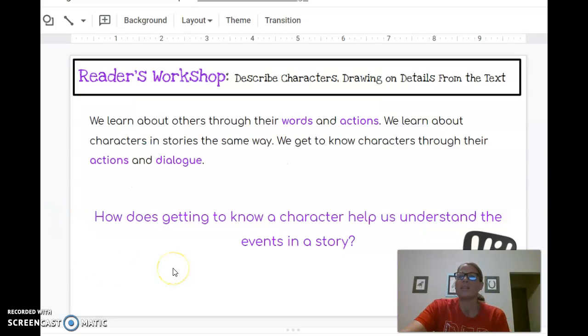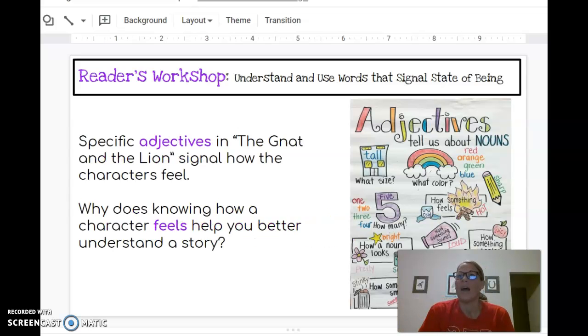And yesterday we discussed the word dialogue and said that it was easy to recognize dialogue by looking for the quotation marks, because we use quotation marks to show when someone is speaking and what their actual words were. And that's very important. And so after we identify some of those actions and dialogues, we're going to talk about how getting to know the character helps us to better understand the events in a story.